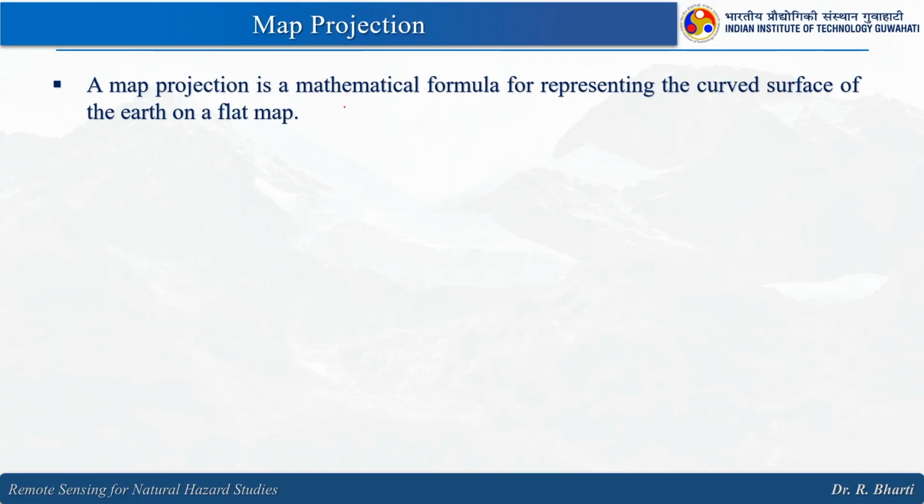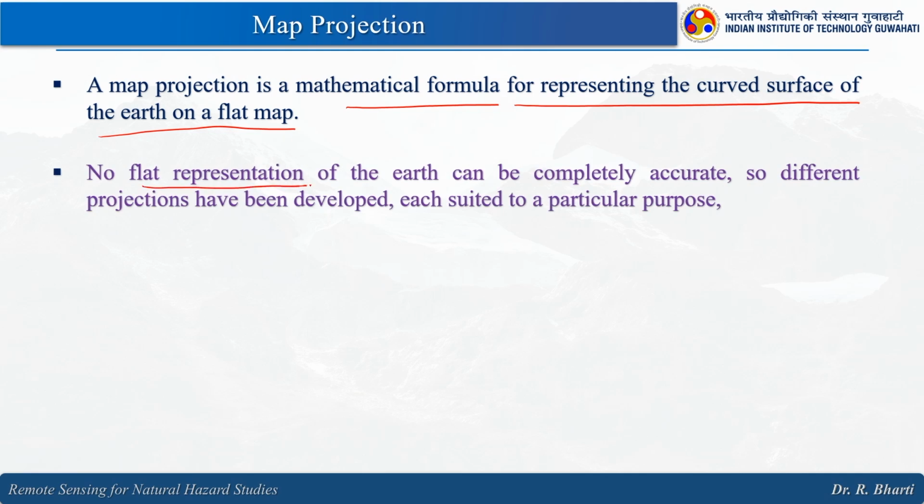Now, we will continue this with map projection. So, what is the basis of having all these values? How do we decide whether it will be latitude, longitude, what value will be there? And how we are representing a particular surface on a map, that will be decided based on the map projection. A map projection is a mathematical formula for representing the curved surface of the earth on a flat map. No flat representation of the earth can be completely accurate. So, different projections have been developed, each suited for a particular purpose.